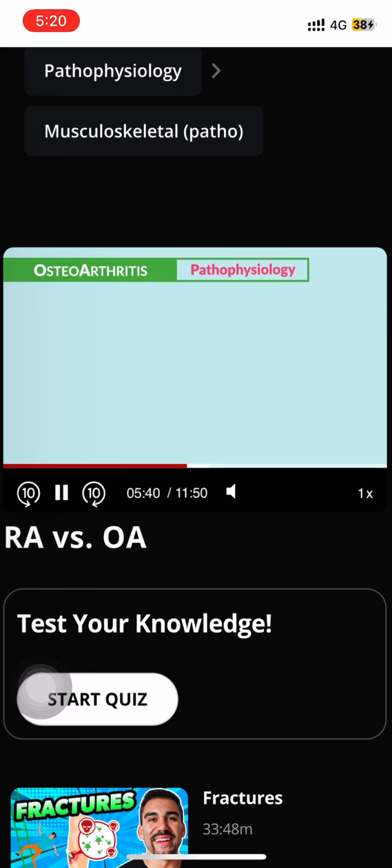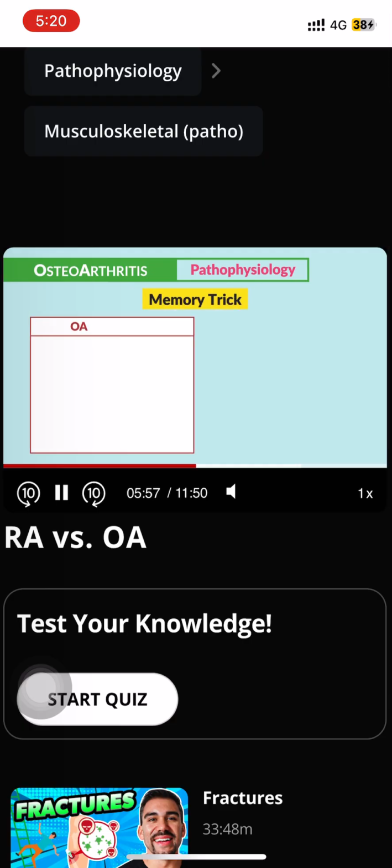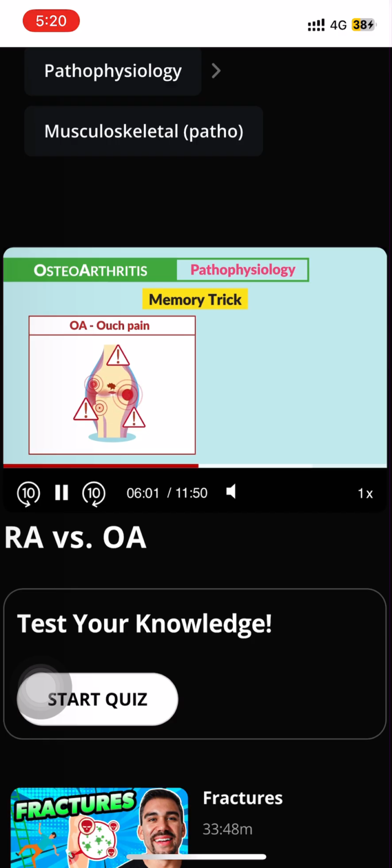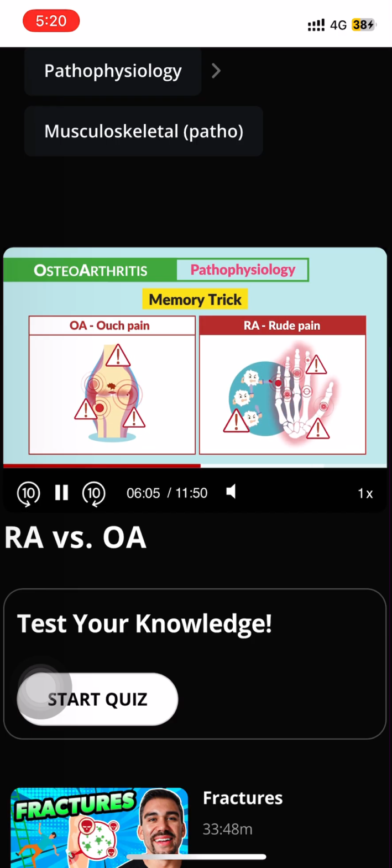Now, switching gears to osteoarthritis. The pathophysiology is pretty simple. As mentioned before, this is progressive degeneration of the protective cartilage, which acts like a cushion at the end of the bones, resulting in bone-on-bone rubbing, causing massive pain. So again, the memory trick here. OA, think ouch pain, bone-on-bone rubbing. And RA, think rude pain. The body's attacking itself. So rude.